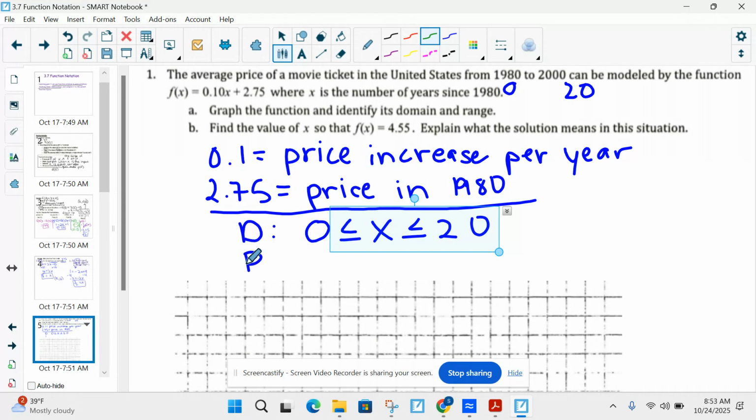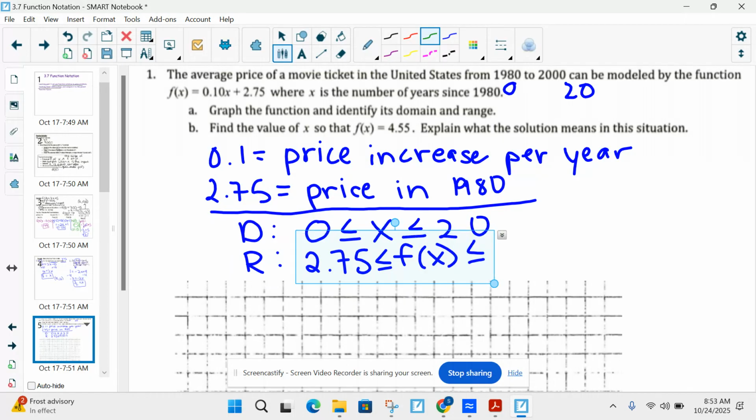Okay? The range represents the price of the movie ticket in 1980 to the price of the movie ticket in 2000. So we already know that the price of the movie ticket in 1980 is 2.75, right? So 2.75 less than or equal to f of x less than or equal to, now how do we find the price of the movie ticket 20 years later? We get out our calculator and we plug 20 in for x. So this is f of 20. We need to calculate what f of 20 is. So get out your calculators.